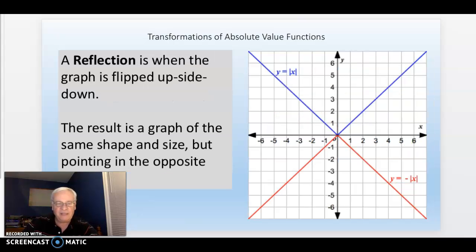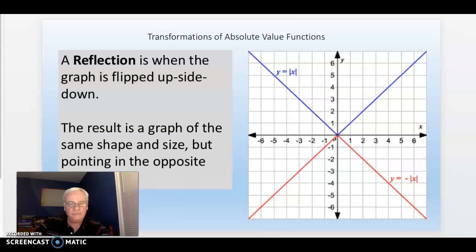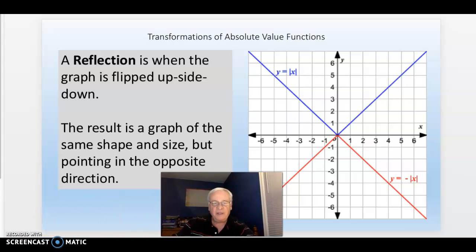We also have a reflection. It's when the graph is flipped upside down. It's the graph of the same shape and size, just pointing in the opposite direction. You can see what happened here. We just put a negative in front here. That made the slope of the right side coming down here -1. The slope is -1. Down 1 over 1. Down 1 over 1. See that? It's -1.